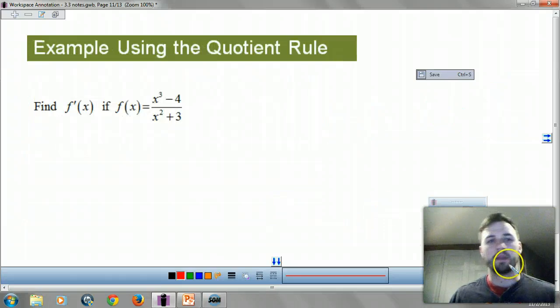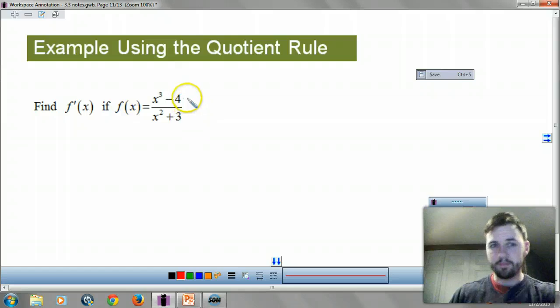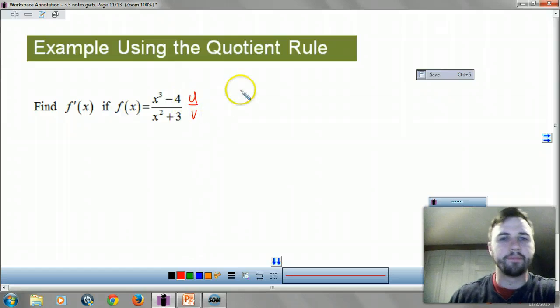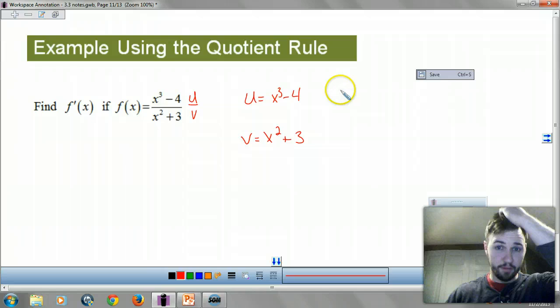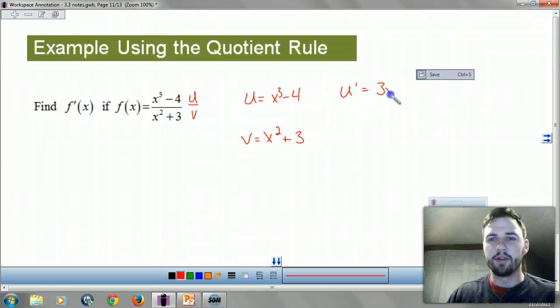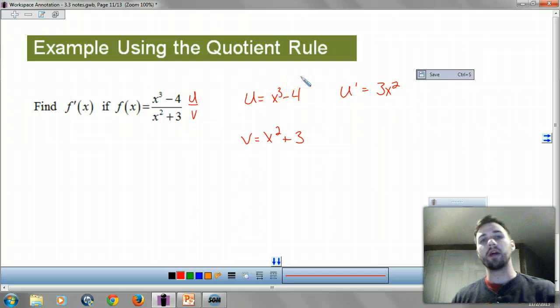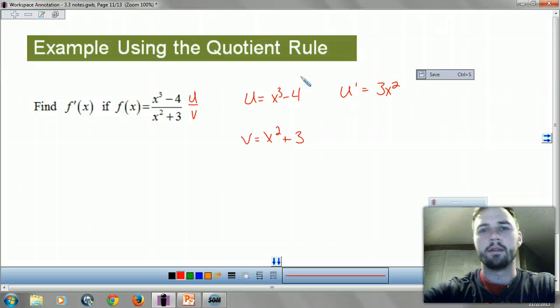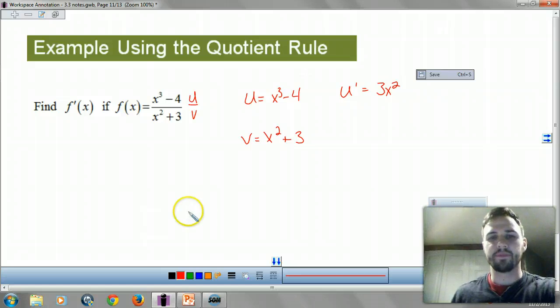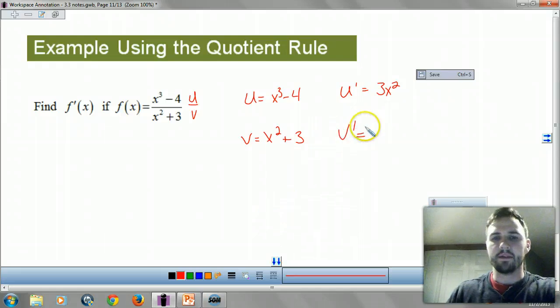Okay. So let's use the quotient rule. So I have my u over v, right? So my u is x to the third minus 4. My v is x squared plus 3, which means my u prime is 3x squared, because you bring the 3 out in front and subtract 1 from 3 for your top, and that gives you your derivative. And then your v prime: bring the 2 out in front, 2x, the 3 goes away, you get 2x, right?